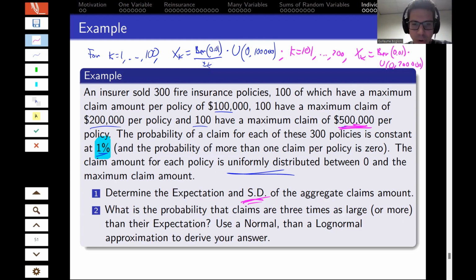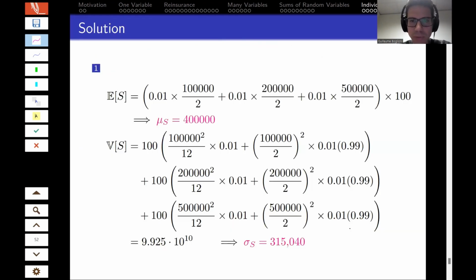And then what is the probability that claims are 3 times as large or more than their expectation, but using a normal and then log normal approximation. Okay, let's first start with the expectation and standard deviation. It's not too difficult. It's based on the formulas we saw.